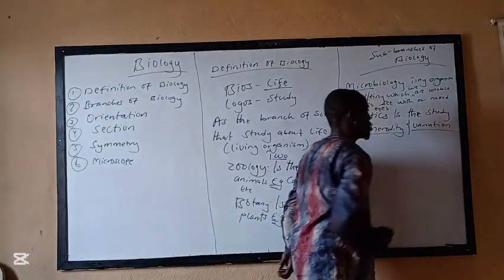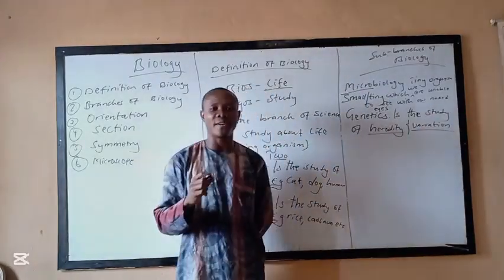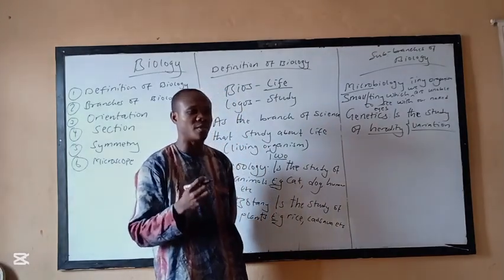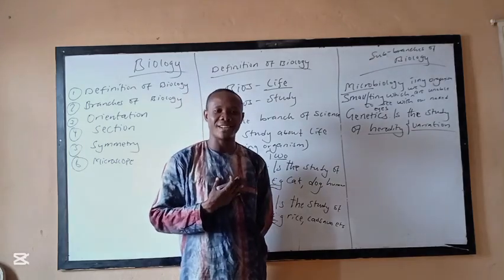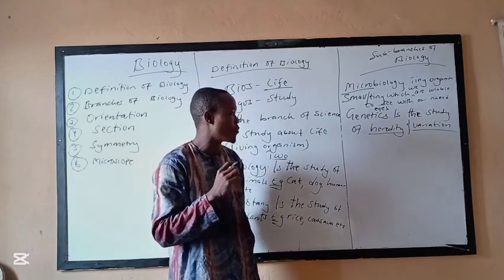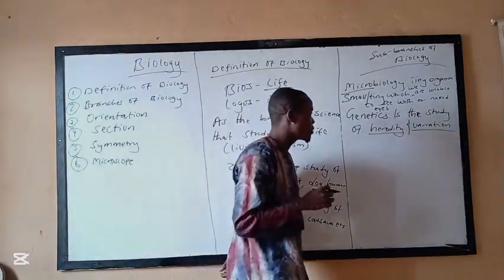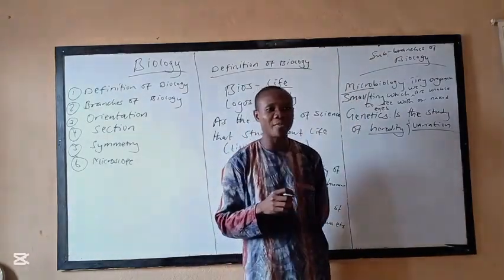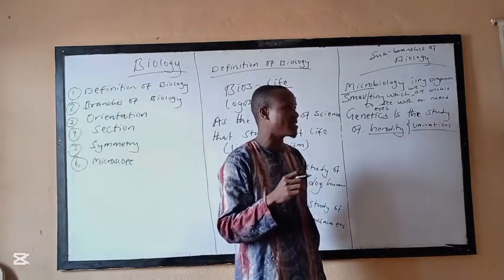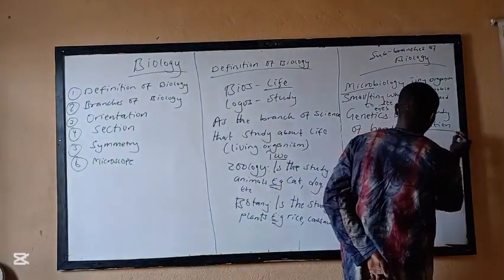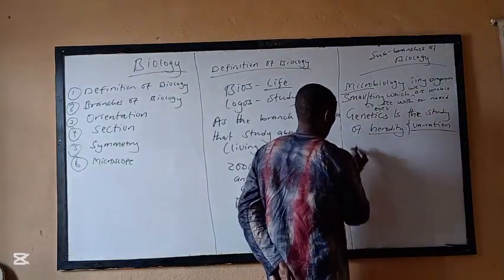And variation tells us about the differences that exist among living organisms of the same species. Like here for me, I can say I'm tall, and I propose that I'm tall. It can be true or not. And we have other people that are short. We have some that are average. So those differences that exist among us is what we call variation.